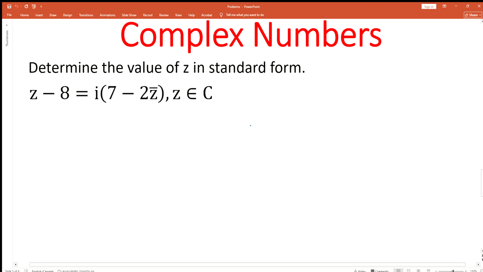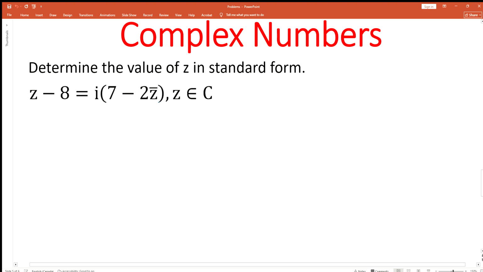In this video, we'll solve a complex number problem. As per the problem, determine the value of z in standard form. We are given the equation z minus 8 equals i times (7 minus 2 times z bar). z is a complex number. We have to solve this given equation to find the value of z.